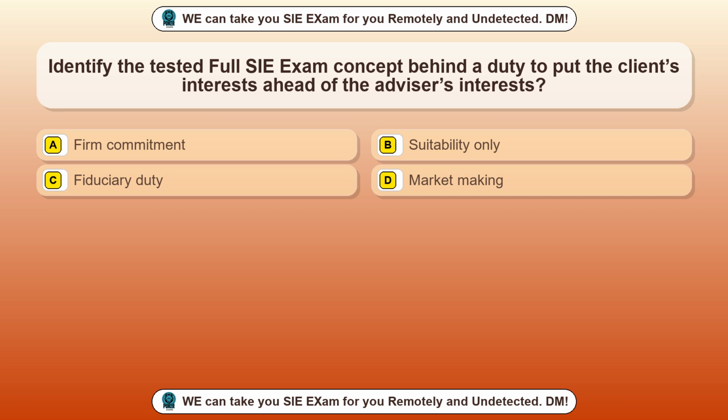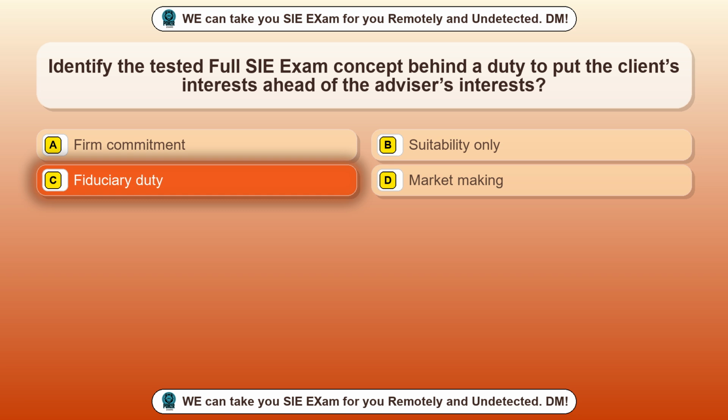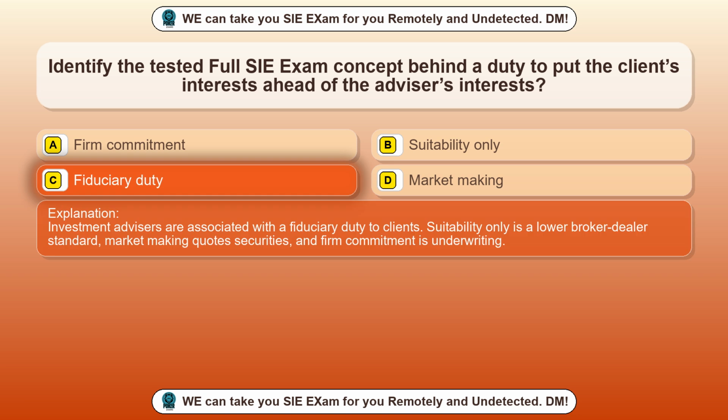Option A, firm commitment. Option B, suitability only. Option C, fiduciary duty. Option D, market making. The correct answer is option C, fiduciary duty. Investment advisors are associated with a fiduciary duty to clients. Suitability only is a lower broker-dealer standard, market making quotes securities, and firm commitment is underwriting.